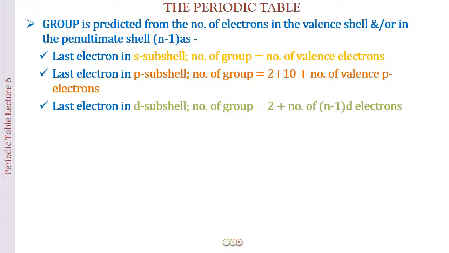I think now this is clear. Now what about the F subshell filling? There has to be something for that also. Now, if you remember the positioning in the periodic table, while we were discussing the F block elements, they were the lanthanides and the actinides.